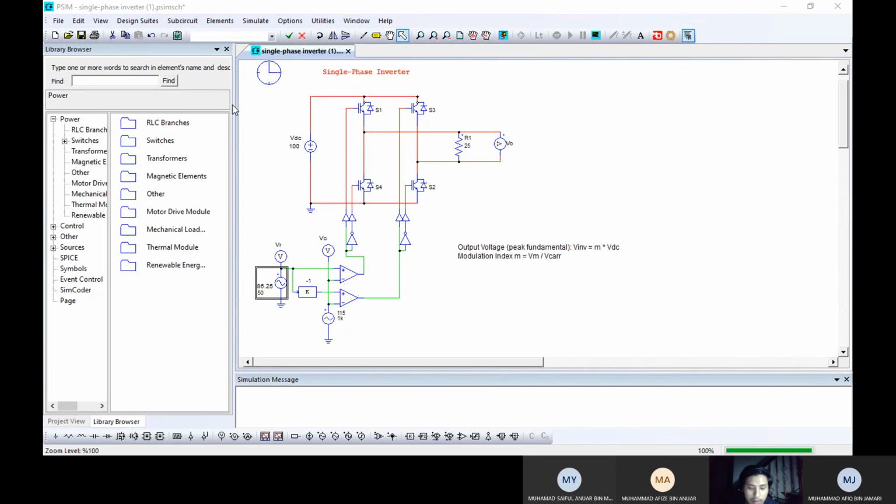What the question wants is the negative half cycle. So what we need to do is adjust the range for the negative half cycle, between 0.01 to 0.02, or pi to 2 pi. By adjusting it, we get the result.